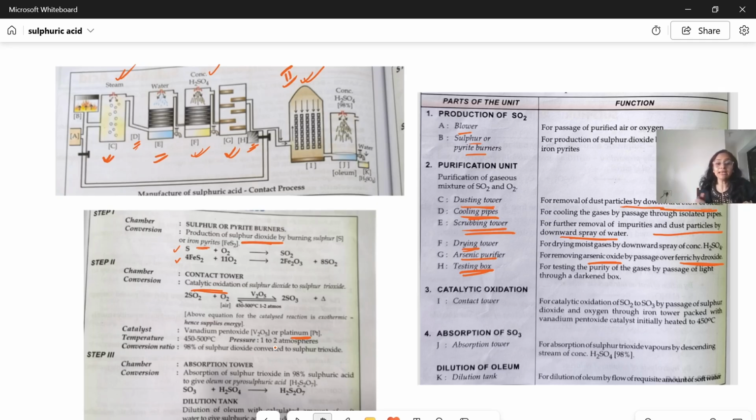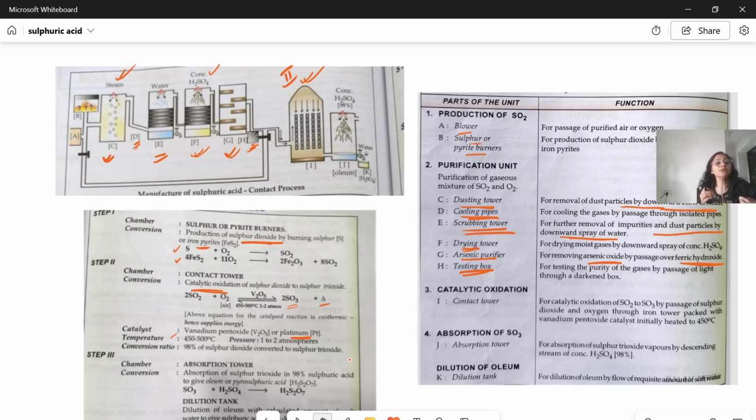All right. Next is what should be the temperature, because it is catalytic oxidation, so it needs to be heated. It needs to be heated till 450. I mean, in this conversion it needed to be heated only initially. Only initially it should be heated. Why? Because you see, look at this reaction. SO2 plus O2 gives SO3 plus heat sign, which means it is an exothermic reaction.